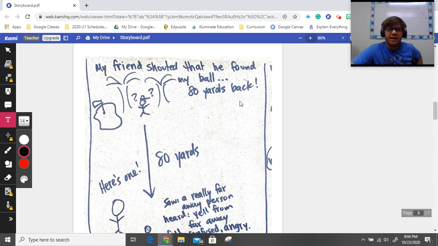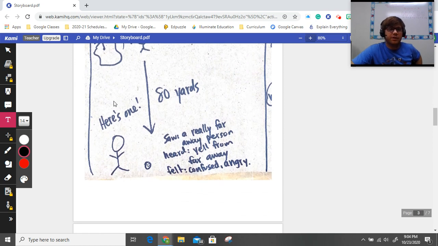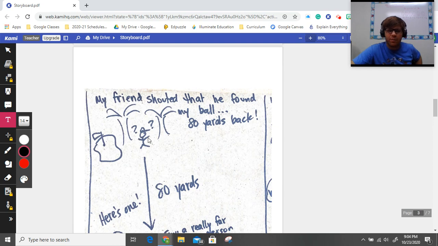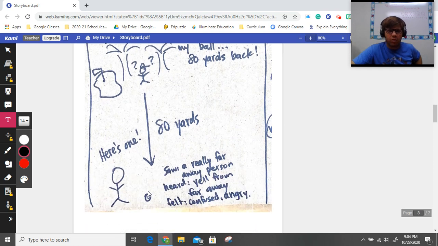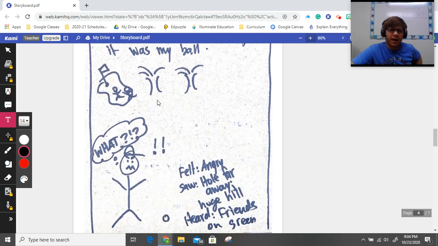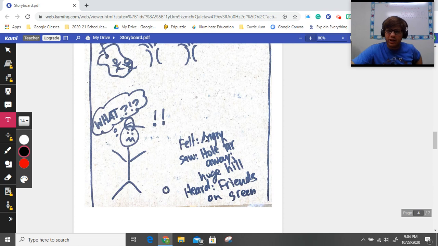My friend shouted that he found my ball 80 yards back. Here's one. What I saw, a really far away person. What I heard, a yell from really far away. I felt confused and angry. I know my ball landed here. How did it get all the way back there? I went back and sure enough, it was my ball. What? I felt angry. I saw the hole far away, a huge hill. That's why it rolled back. It was a huge hill right here.